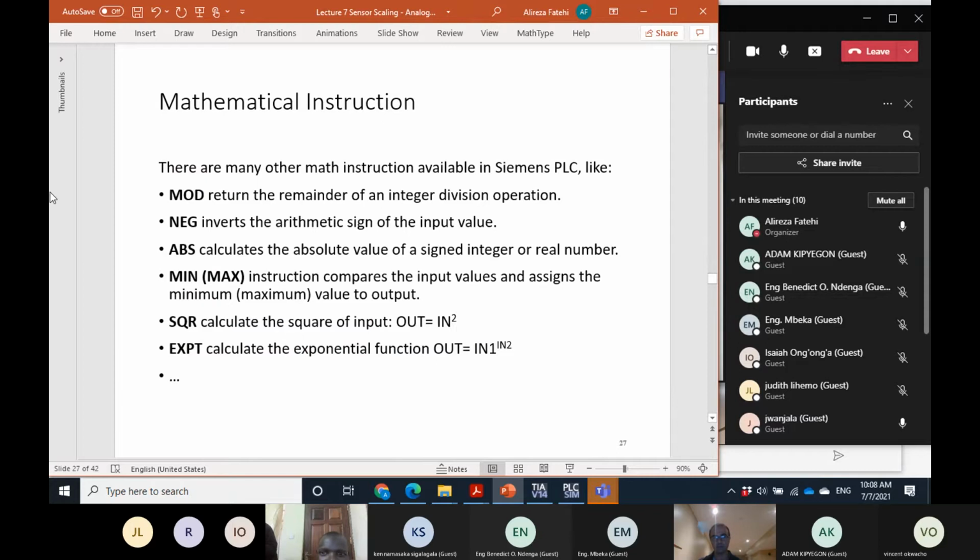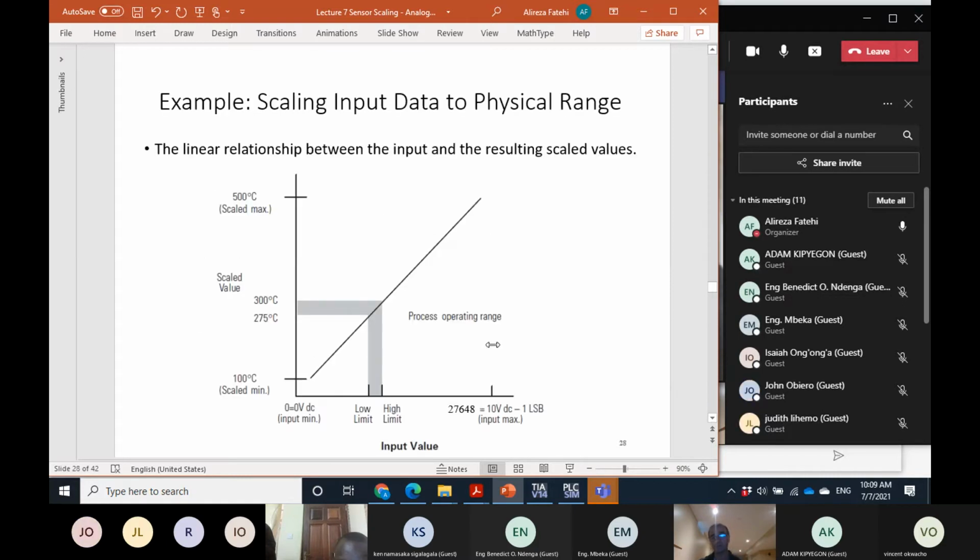As I mentioned, there are more functions like square root, square, or exponential. In exponential functions, you have 2 inputs, input 1 to the power of input 2. There are also sinusoidal and trigonometric functions, all of them supported. As I mentioned, we are not going to go through all the math functions. We just need those basic arithmetic functions and the move function. These are the only functions that we need. Then let's work on our scaling problem.